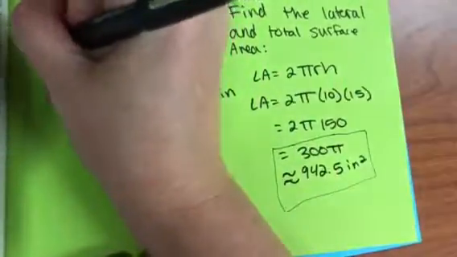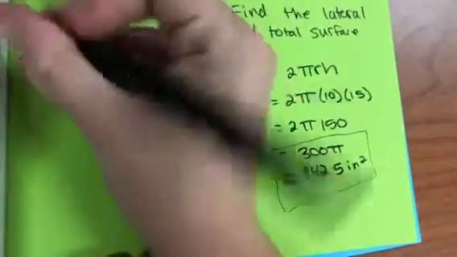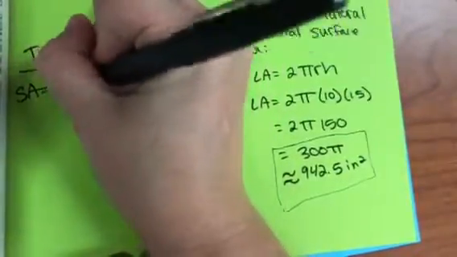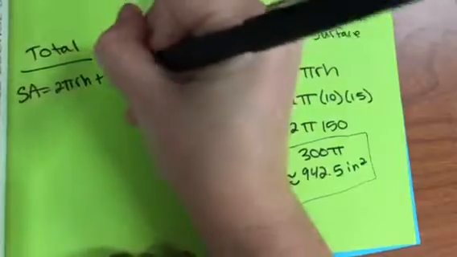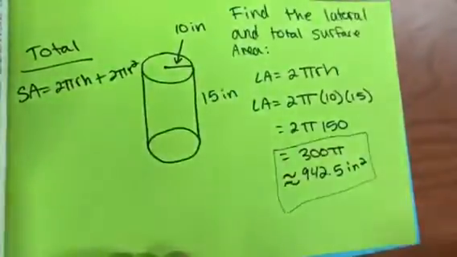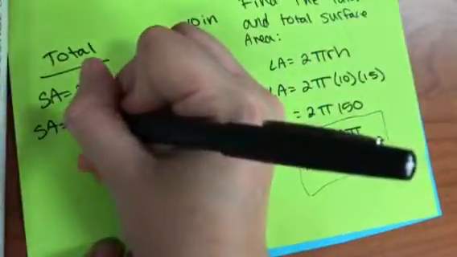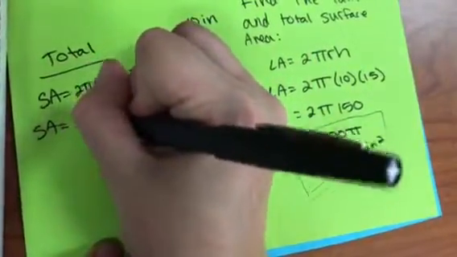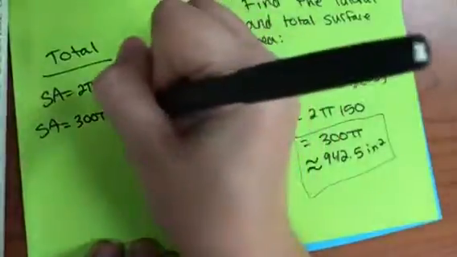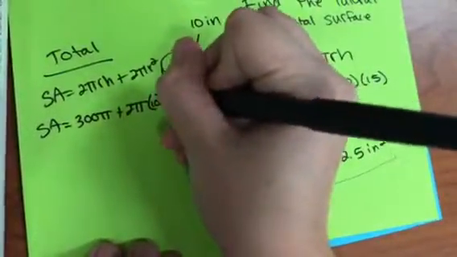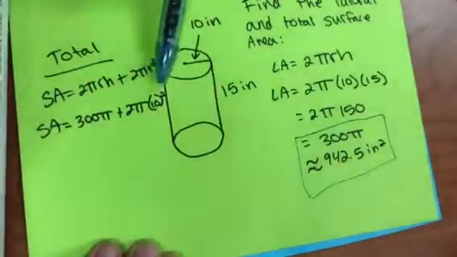So total, the surface area equals 2 pi r h plus 2 pi r squared. I already know the first part is 300 pi, or 942.5 for right now. Plus 2 pi, my radius was 10 squared. Isn't this just 20?